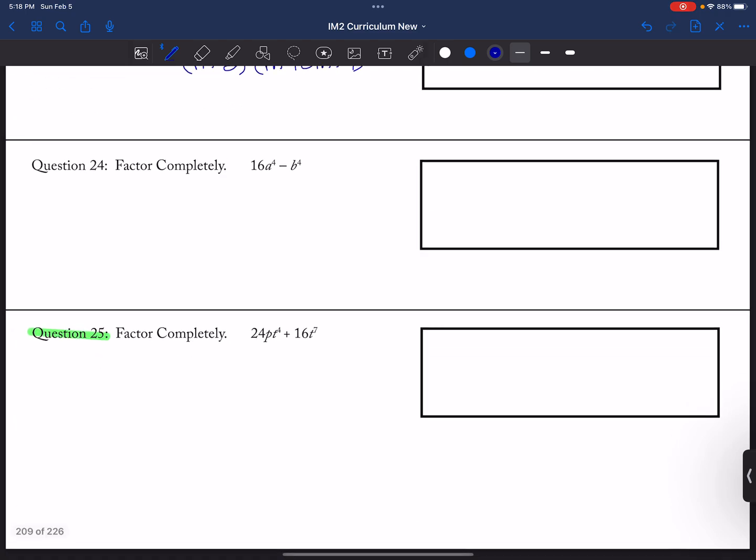Okay. And I can pull an 8 out. I can pull a t to the 4th out. I'm left with a 3p and a plus 2t cubed. Yeah, and that's it. So just the greatest common factor. 2t to the 4th times (3p plus 2t cubed).